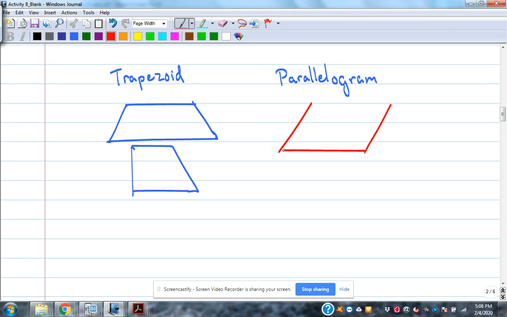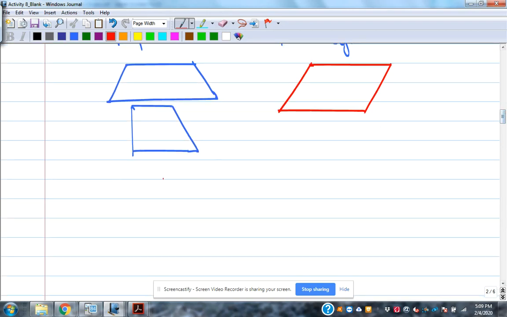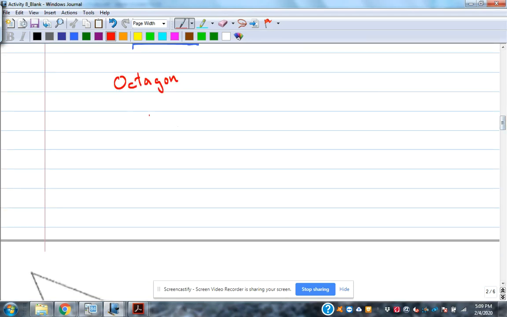The parallelogram always reminds me of the state of Tennessee. Parallelograms. Octagon. That's where everybody fights, right? You fight in an octagon. So 8 sides. We're used to what's considered a regular octagon.